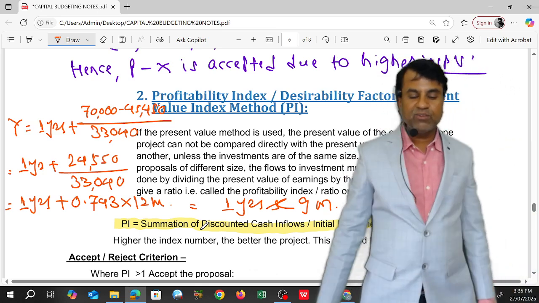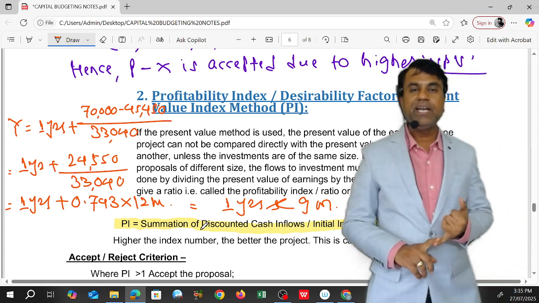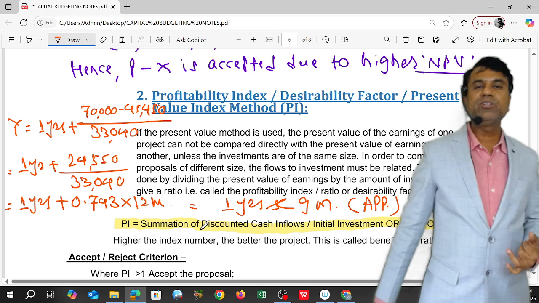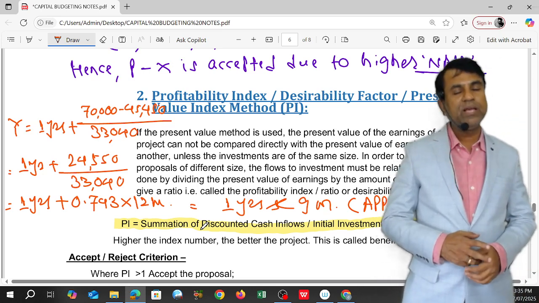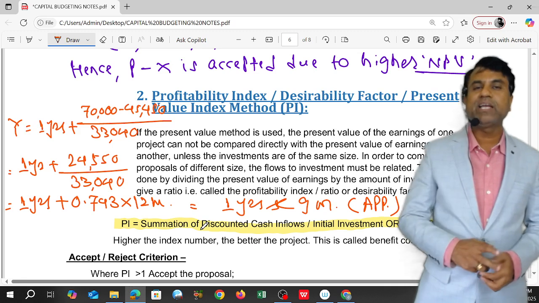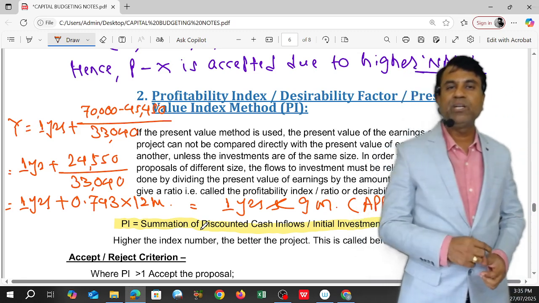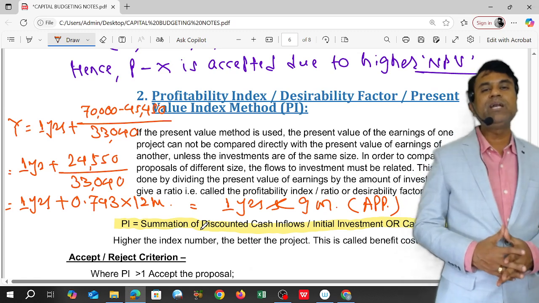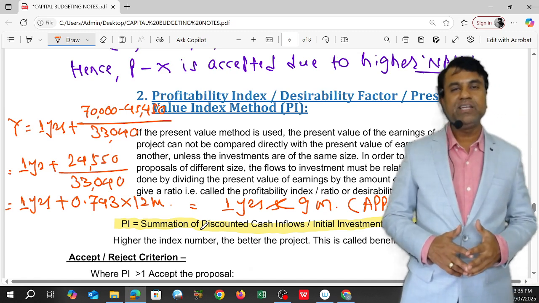So guys, these are the 4 methods which we have seen today in discounted cash flow techniques. Number 1, net present value method. Formula is summation of discounted cash inflow minus cash outflow. Second is profitability index. Formula is summation of discounted cash inflow divided by cash outflow. IRR formula is low rate plus NPV at low rate divided by difference in 2 PVs multiplied by difference in 2 rates, by which one is positive NPV, another is negative NPV.